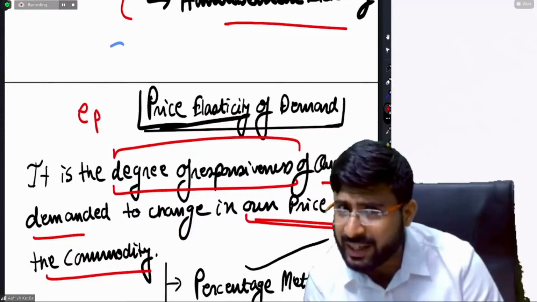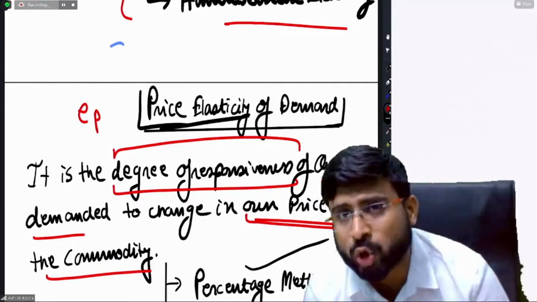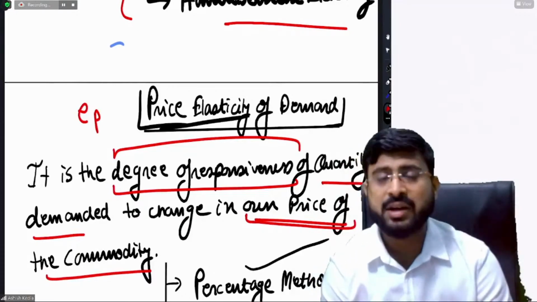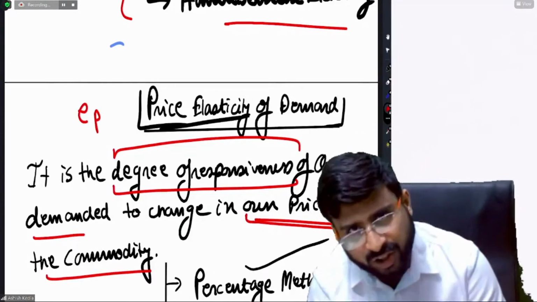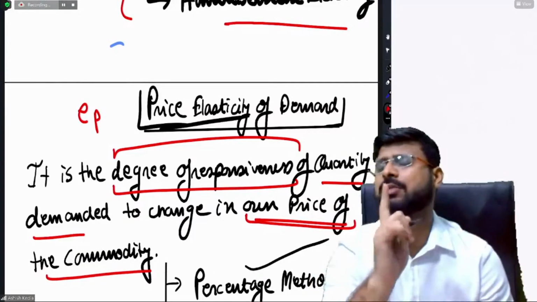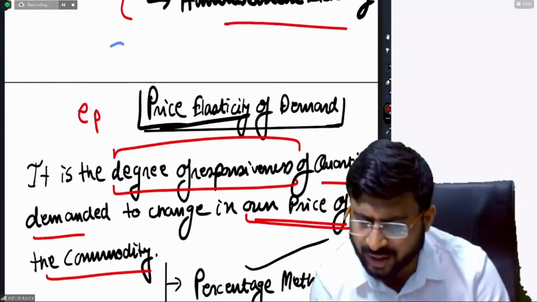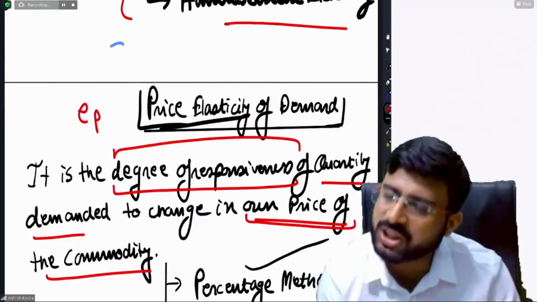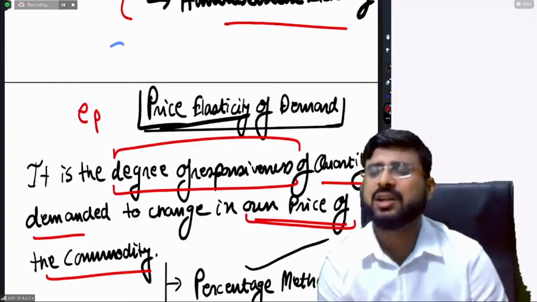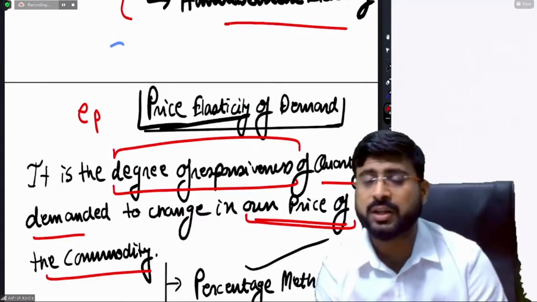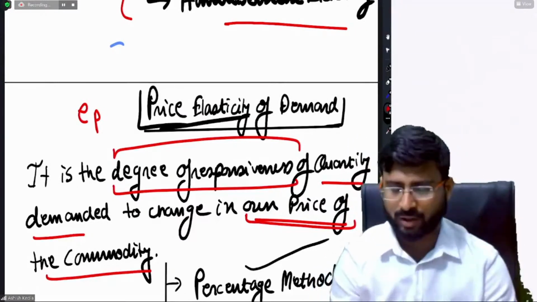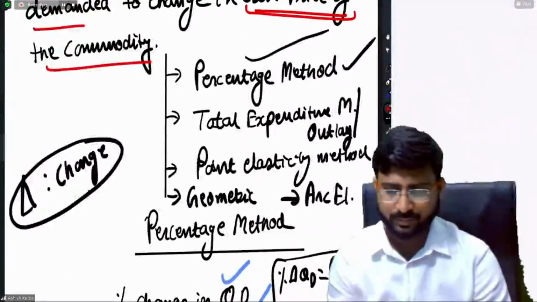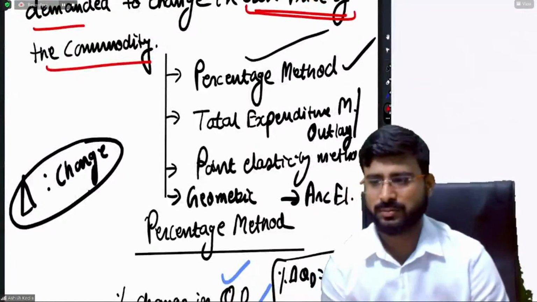Meaning, price elasticity measures how strongly demand will change due to a change in price. Degree of responsiveness of quantity demanded to change in own price of the commodity. Everybody in the chat write down if you have learnt it and understood it. Very good.